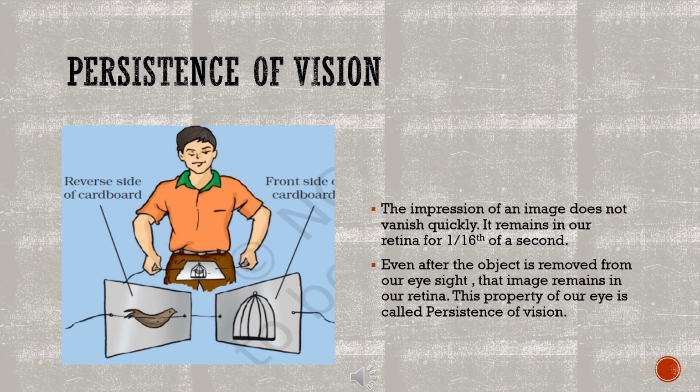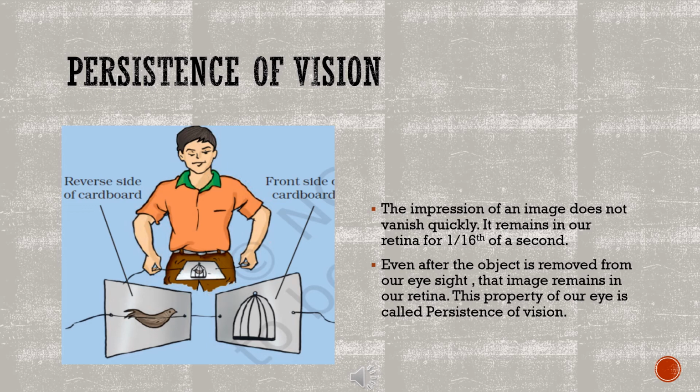Another experiment. Look at the picture. There is a cardboard. On one side of the cardboard you draw a cage and on the back side you draw a bird. Two holes are made at the two ends of the cardboard and a string is passed through them. Now rotate that cardboard at very high speed.